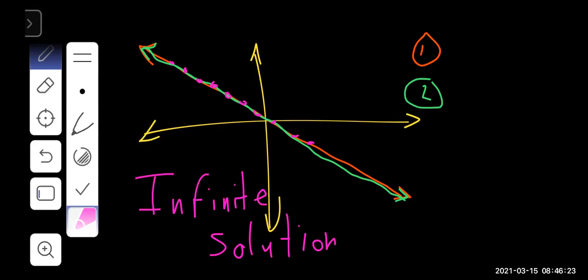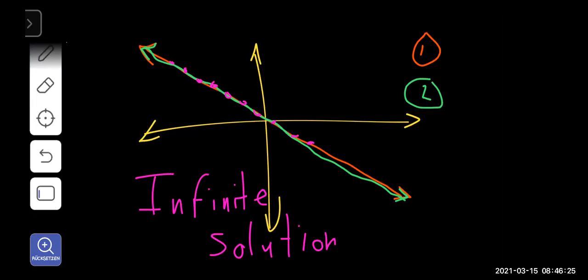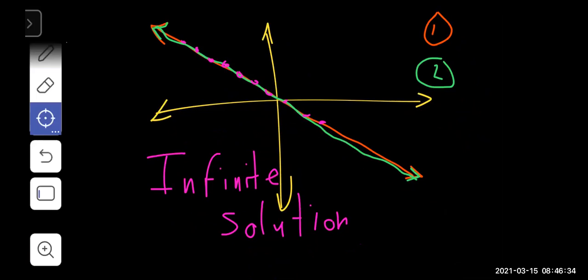These are the three cases that we can have, guys. One solution when they cross at one point, no solution when they are parallel lines, and infinitely many solutions when we have the same graph, one overlapping the other, like this. Okay, now let's have a look.